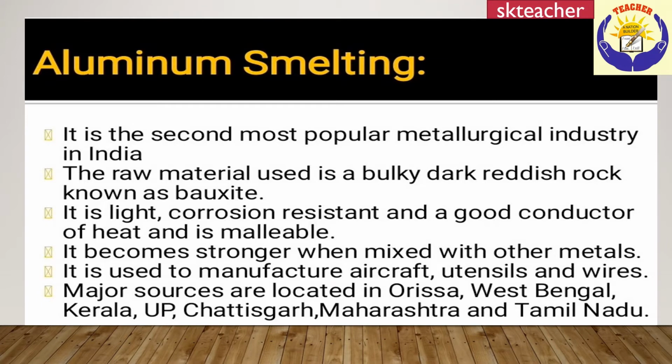The second important industry which provides economy for our nation is aluminium smelting. It is the second most popular metallurgical industry in India. The raw material used is a bulky dark reddish rock known as bauxite. It is light, corrosion resistant, a good conductor of heat and malleable. It becomes stronger when mixed with other metals. It is used to manufacture aircraft, utensils and wires. Major sources are located in Orissa, West Bengal, Kerala, UP, Chhattisgarh, Maharashtra and Tamil Nadu.